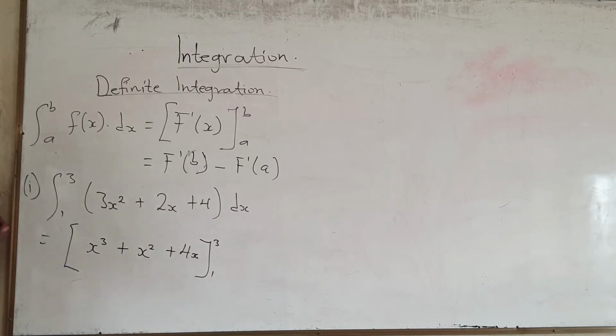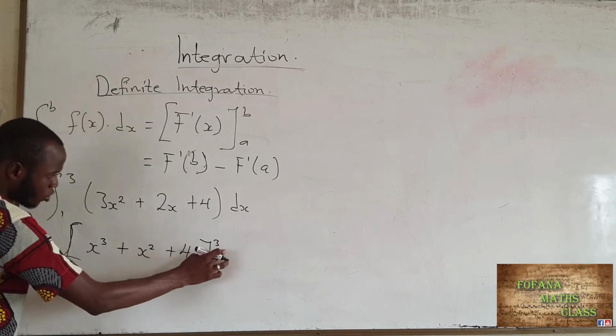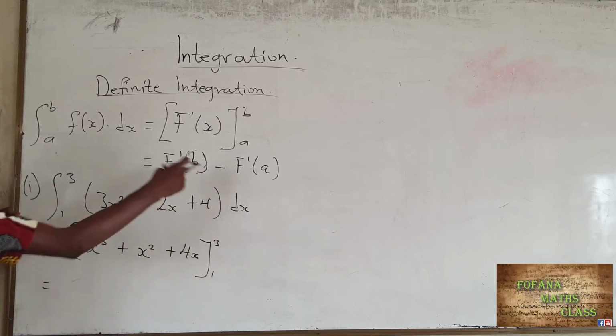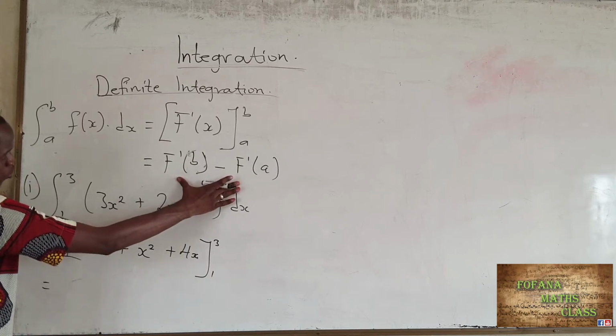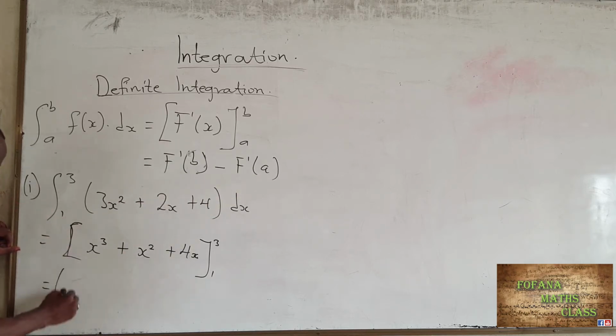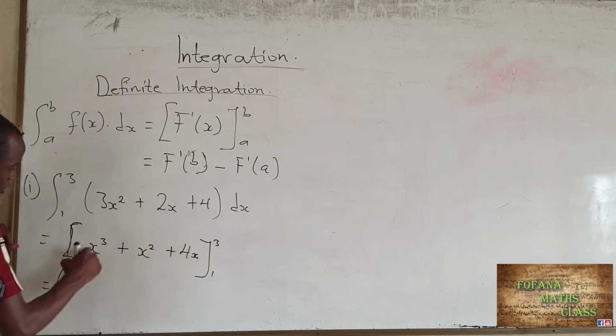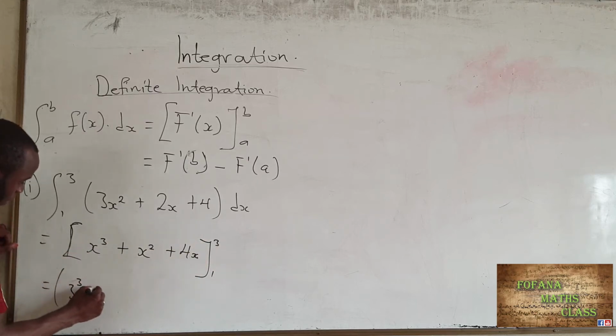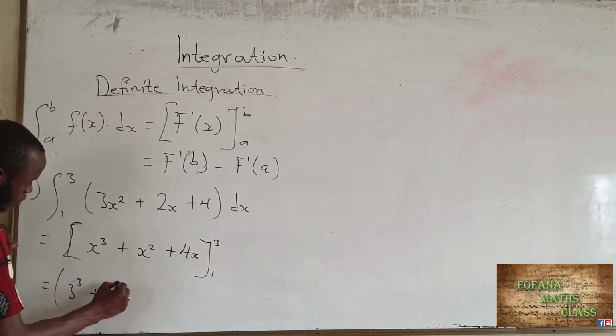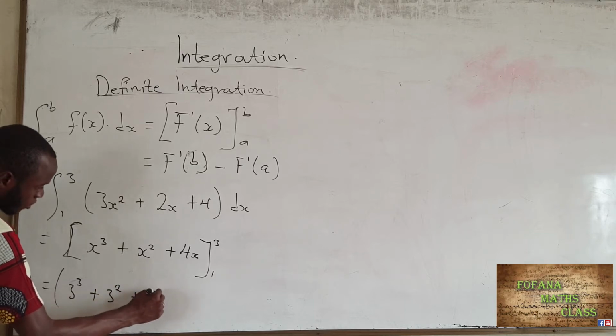Now from here we introduce our limits into the expression. First of all we will introduce the upper limit minus, then we introduce what? The lower limit, just like we did here. So we take the whole expression, which is x to the power 3, so we introduce this, so it will be 3 to the power 3 plus 3 to the power 2 plus 4 times 3.